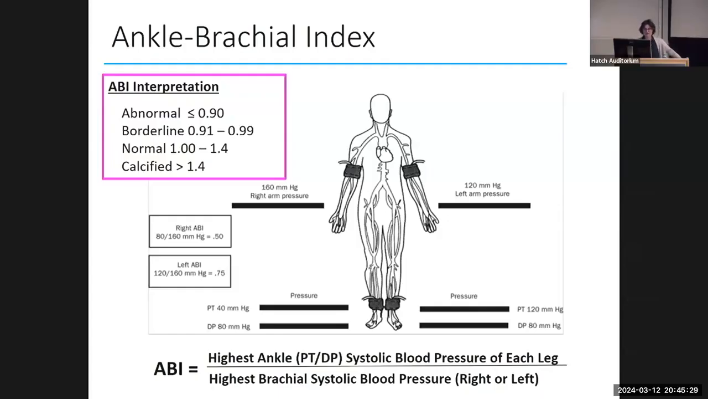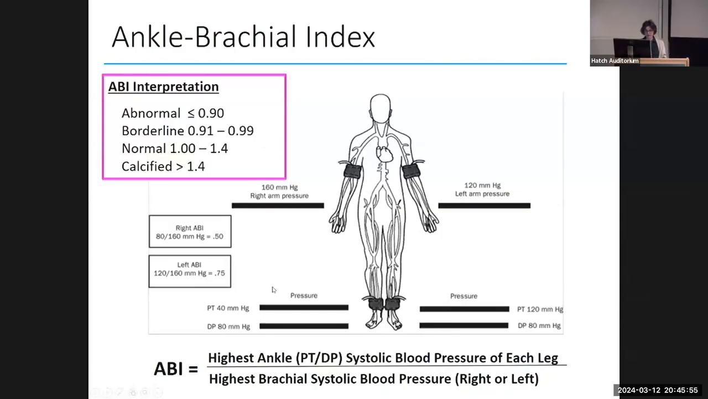But I want to spend just a moment to use this as an example of calculating an ABI. So we have a right brachial pressure of 160, left of 120. We said we're going to take the higher of the two, and this nicely illustrates why. We have a pretty big gradient between these two limbs. There's left subclavian axillary disease, okay, because there's a difference of more than 20 millimeters of mercury between the right and left arms. So that's why we take the higher brachial pressure always when we do this.